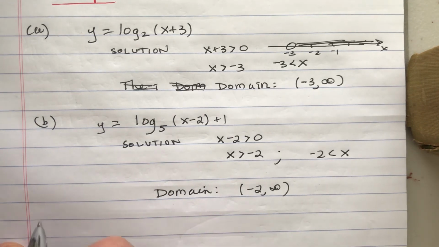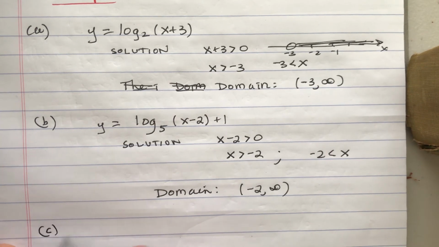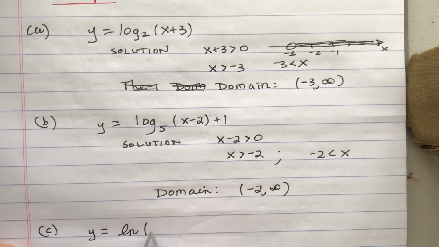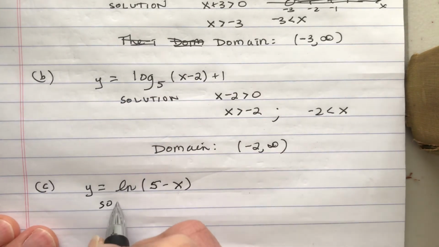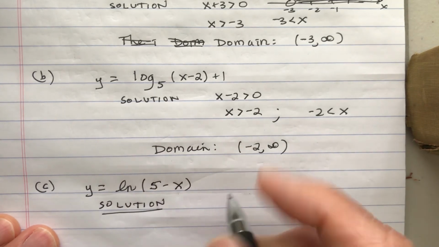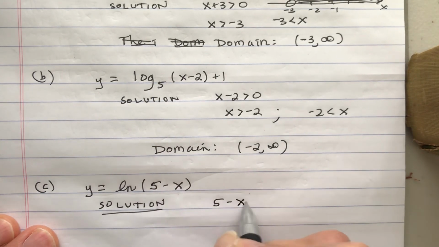Well, we could try even more difficult problems, but we maybe don't want to overdo it. But anyway, here we go. Let's do y equals ln of 5 minus x. And so for this, we just look at what's in the logarithm and we make that greater than 0.